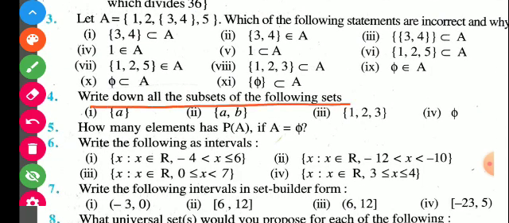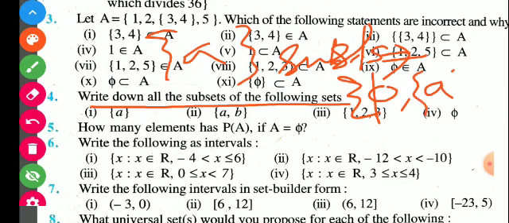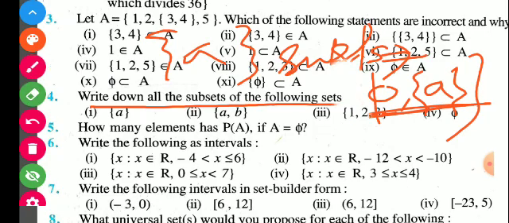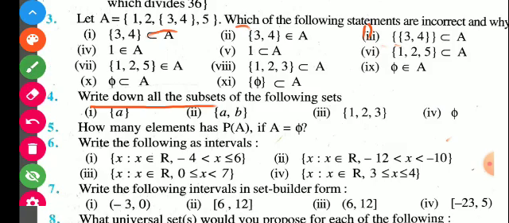Write down the subsets of the following set. If A has only one element, its subsets are phi itself and the element A. No need to write this bracket. So these two are subsets. If we have only one element, we will get two subsets. If we have two elements, we will get four subsets. That thing you have to remember.